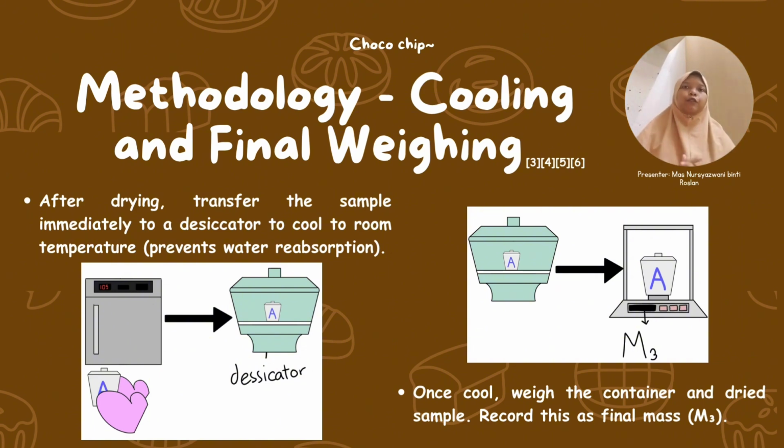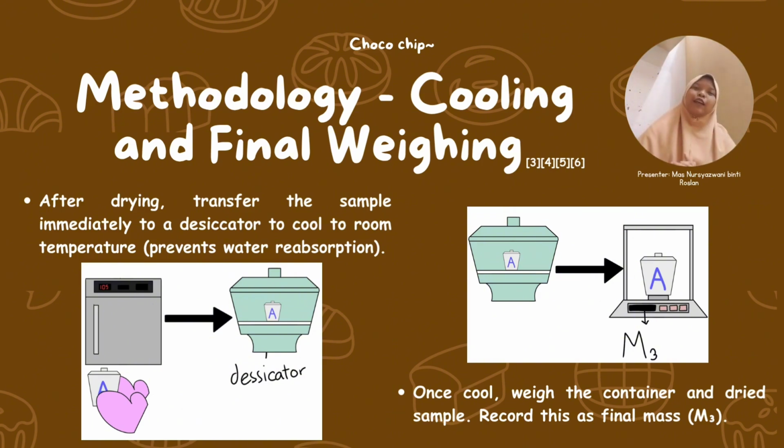After the drying, of course, you should transfer the sample immediately to a desiccator to cool it to room temperature. This will prevent water reabsorption from the moisture content in the air. Don't forget, when you transfer it, you're going to be holding something that's boiling hot at 105 degrees Celsius, no less. So you're going to have to use those tongs or gloves again. Use your protective equipment to make sure you don't lose any part of your skin. It's going to be hot, and you're going to suffer if you don't use any protective equipment.